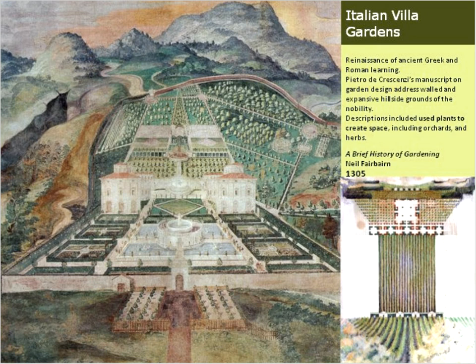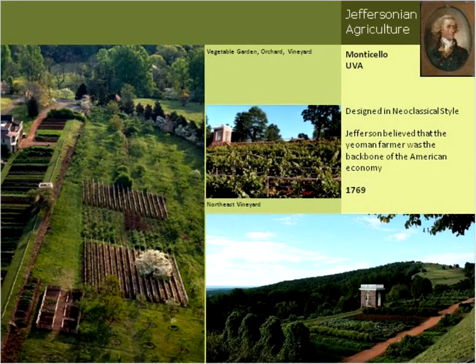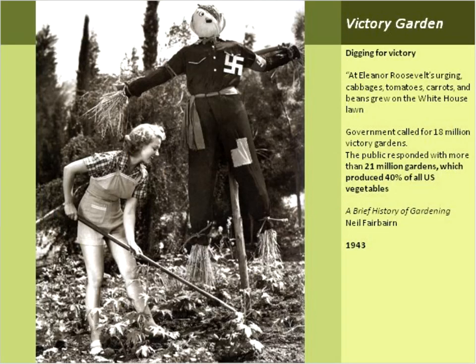The Italian Renaissance shows that we used plants at this point to create spaces. So we're beginning to see the use of edible plants to create people spaces in a more deliberate way in the Italian Renaissance. Of course, the Jeffersonian agricultural ideal, he believed that the yeoman farmer was the backbone of the American economy. More reasons why these edible landscapes are so integrated in our history.